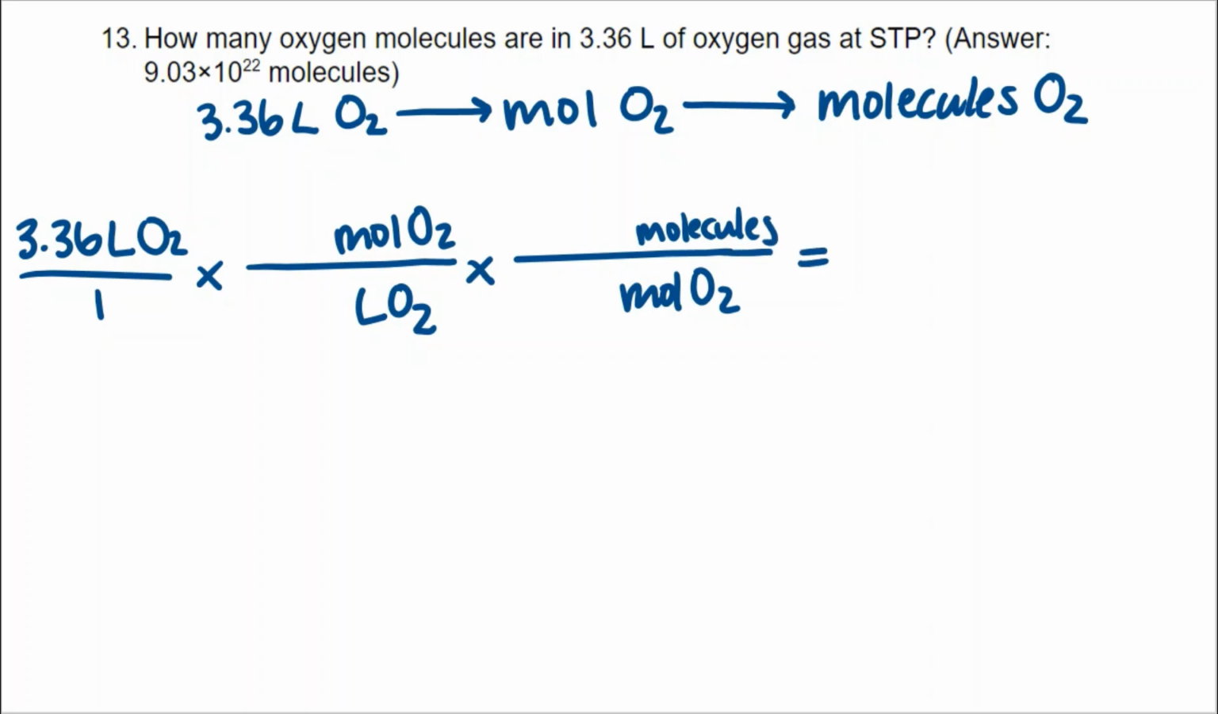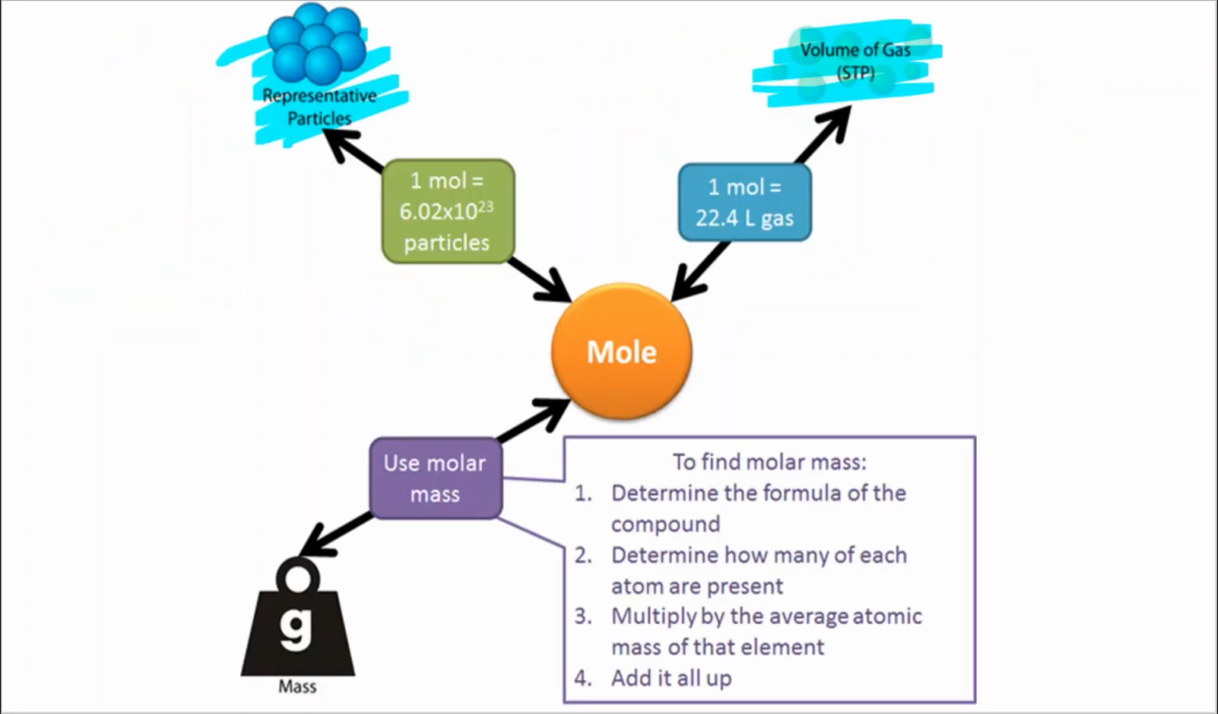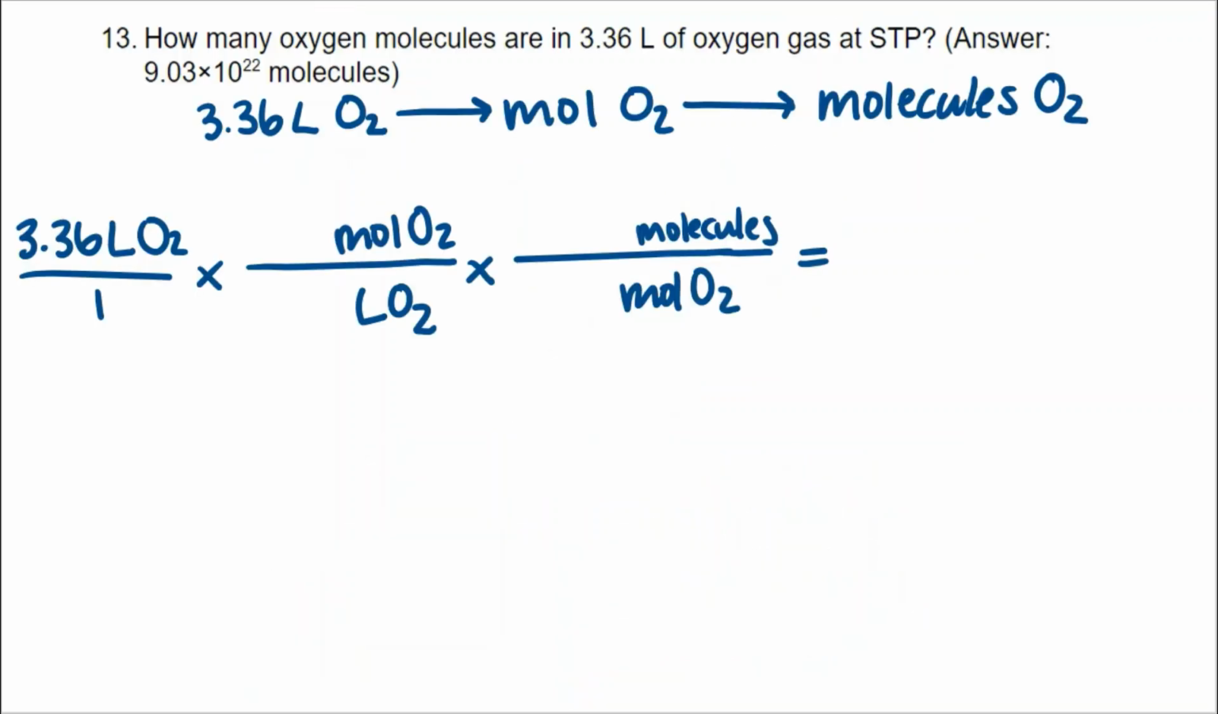And that will give me my answer. So my first conversion factor here has moles and liters. So I need to find a number that has units of moles and liters that will allow me to do this conversion. So 1 mole of any gas is 22.4 liters.